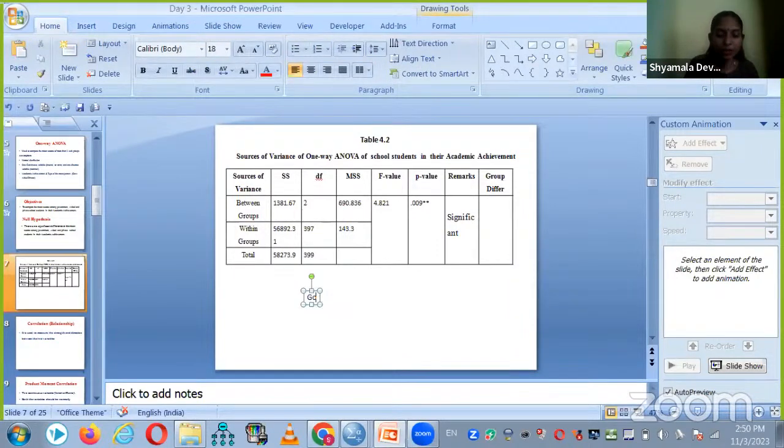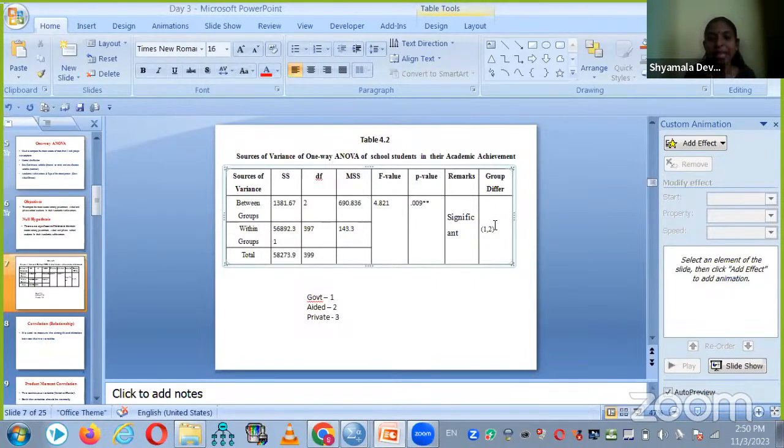See, according to me, government is group 1. And aided is group 2. And private is group 3. So now there is a significant difference between government and aided. So under group differ, I have to write, within parentheses, 1, 2. So this 1, 2 shows that there is a significant difference between government and aided school students in terms of academic achievement. Is that clear?